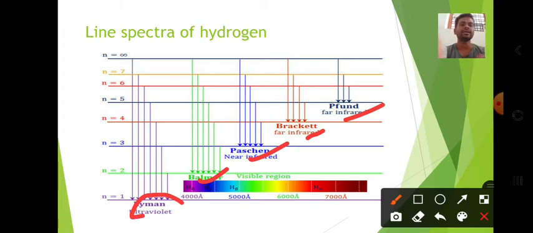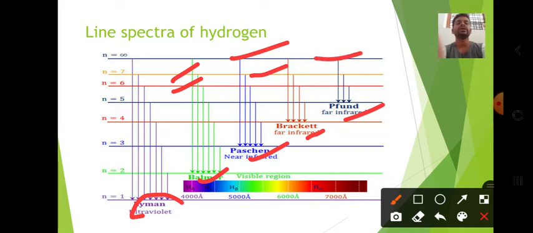These series are named after the scientists and by where the transition is ending. These are the orbits. The electrons are jumping from a higher energy level to a lower energy level. These are the energy levels. When the electrons jump from different energy levels to the n1 level, they form a series, that is the Lyman series.